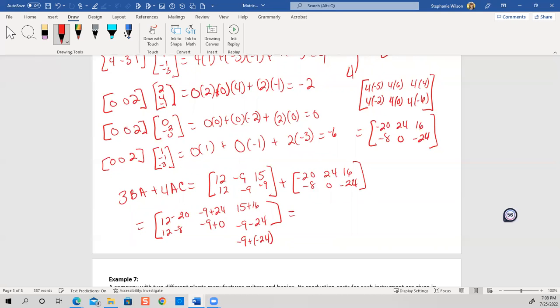All right, so now I got 12 minus 20 gives me -8. -9 plus 24 gives me 15. 15 plus 16 gives me 31. 12 minus 8 gives me 4. -9 plus 0 is -9. And -9 minus 24 is -33. And that's my answer.